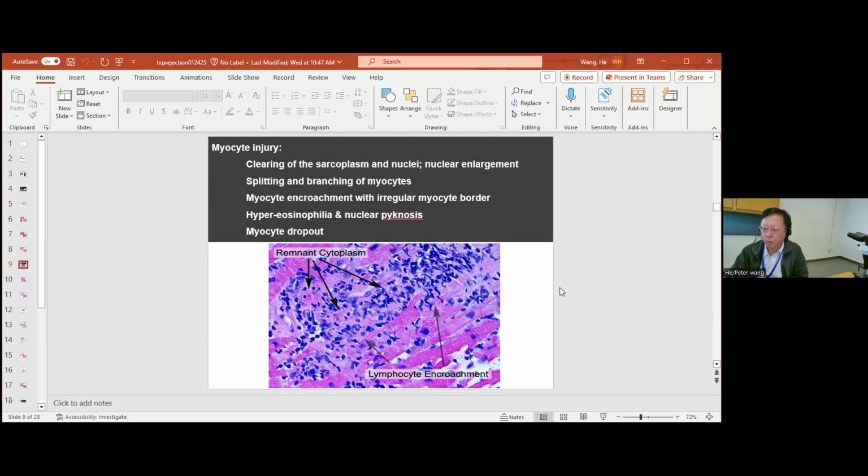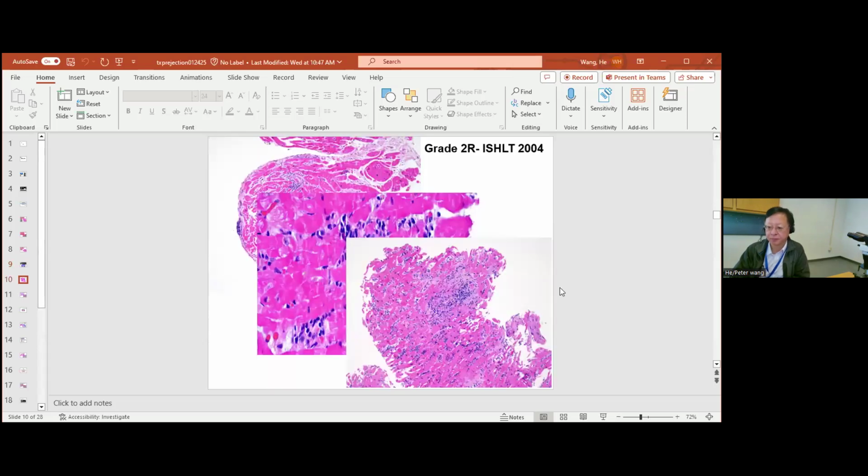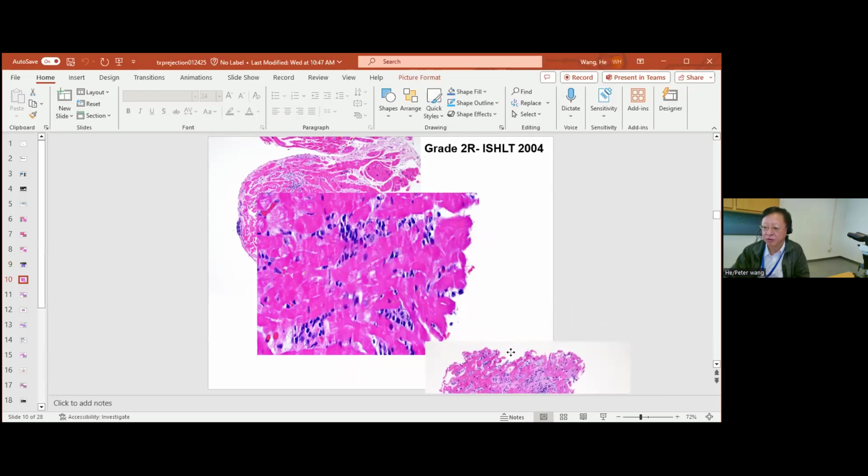So remember, in 1R, we only allow a maximum of one focus of cardiomyocyte damage. And if you have two or more foci of cardiomyocyte damage, we call that 2R. Let's go to a couple of examples. This is the problem because this slide is not in presentation mode. Let me show this one first.